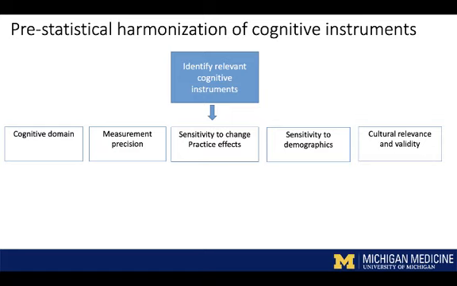We also want to think about the test sensitivity to demographic factors such as age. So we know, for example, that some tests decline with a healthy aging process, whereas others may remain stable or even improve with increased age. If we're thinking about combining data cross-culturally, this is particularly challenging. We want to think about whether the tests that we're using are similarly relevant and meaningful across linguistic or cultural groups.